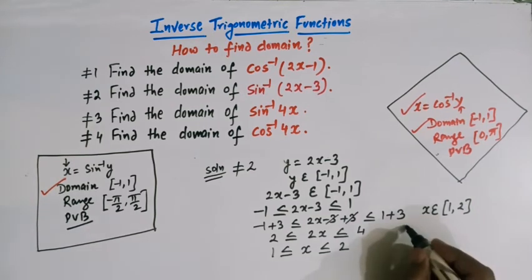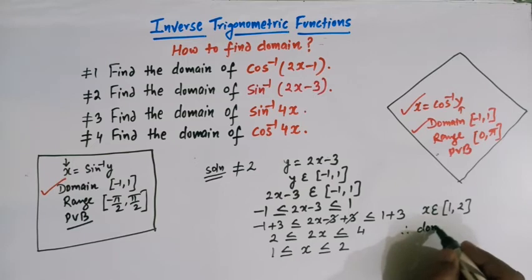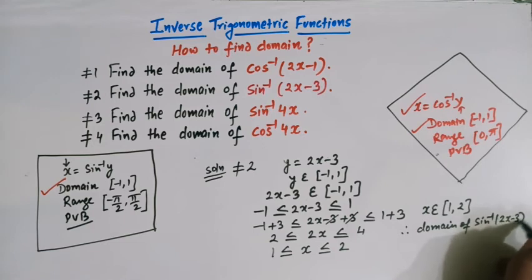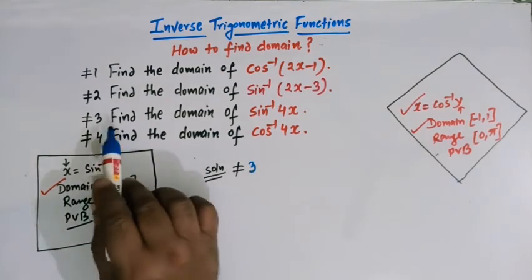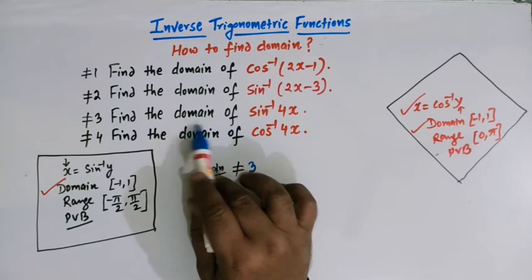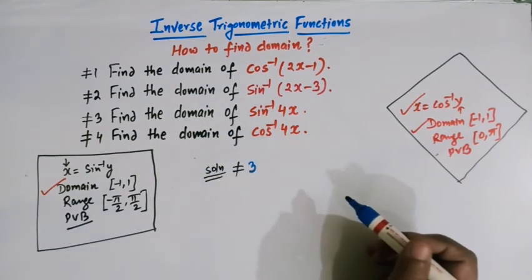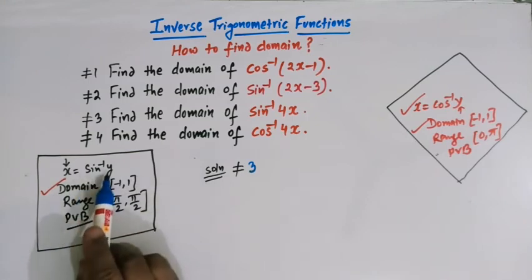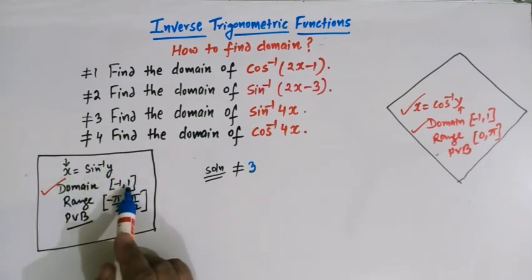So therefore we can write the domain of sine inverse 2x minus 3 is the interval 1 comma 2. Now let us take problem number 3. Here we have to find the domain of sine inverse 4x, right? So again the domain of x equal to sine inverse y is -1 to 1.